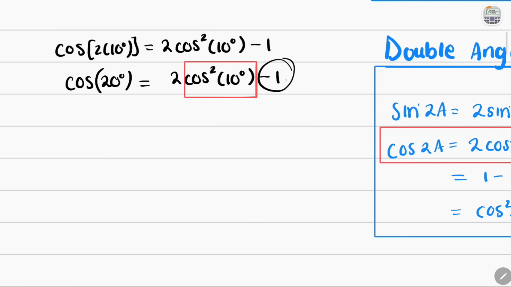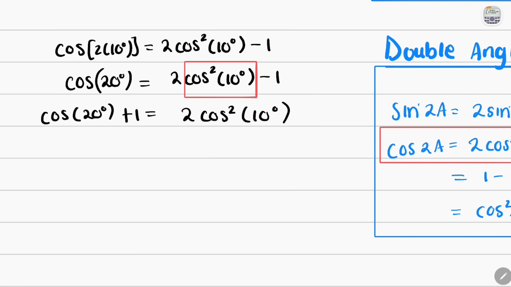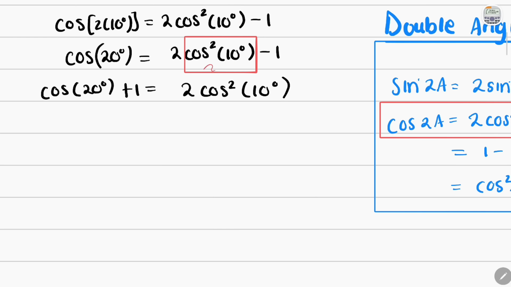Well, we can start with taking this negative 1 over because we have two terms here. The first problem is the negative 1. It needs to go over. So we're going to have cos 20 degrees plus 1 is equal to, now we have 2 cos squared 10 degrees. Then we need to get rid of the 2. So to get rid of the 2, you can simply divide both sides of the equation by 2.